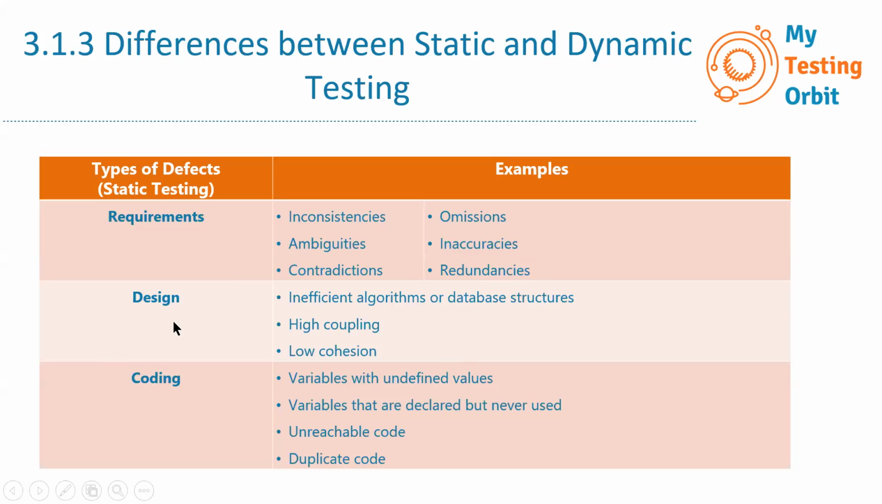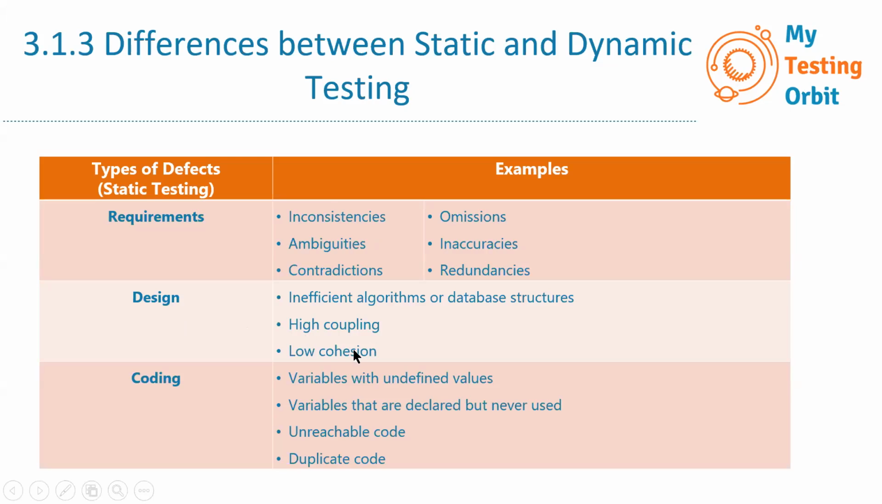Next is design. So in design, it's inefficient algorithms or database structures. Because in design, we do have access to the schema of the database, and so we can go through the algorithms or the DB structures. And if we find any ambiguity or any issue over there, then we can identify it during static testing.